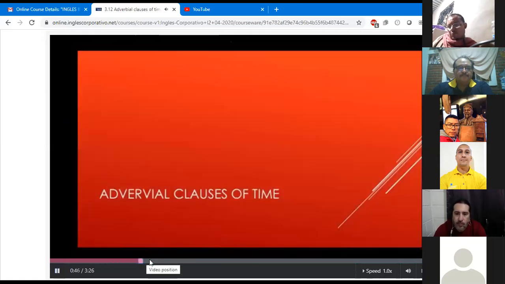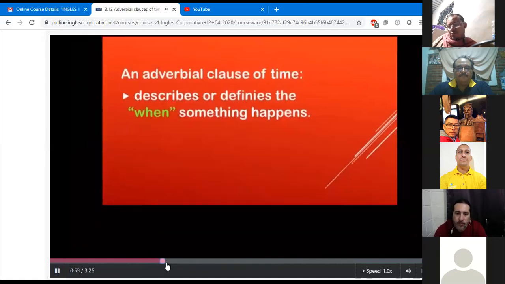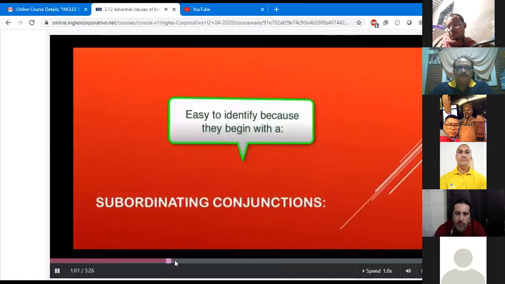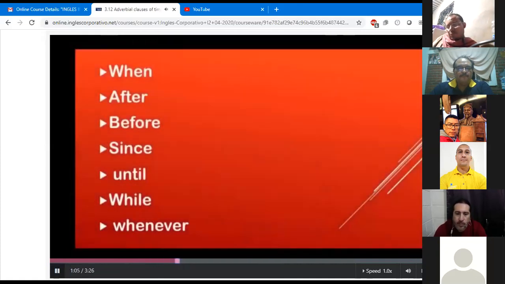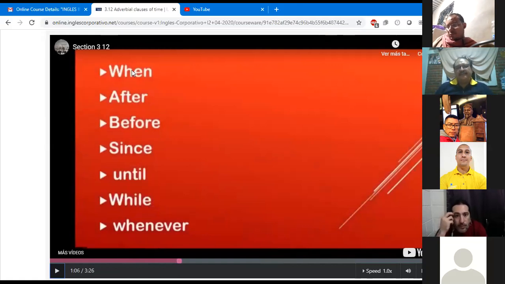Clauses, but in this session, real clauses and adverbs of time are easy to identify because they go with when, after. When is like a specific moment, right? When do you go to school? On Monday, Tuesday, Wednesday, Thursday, and Friday, right? After is when the action is finished. Before is before an event.